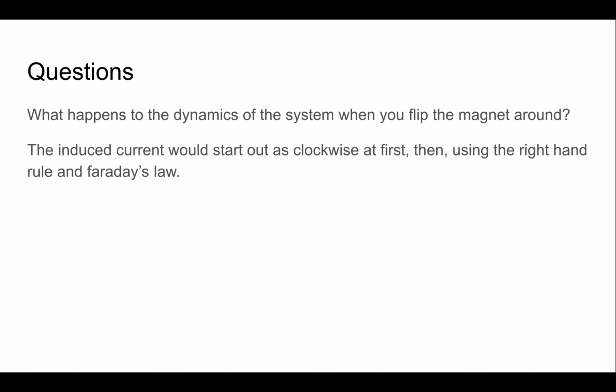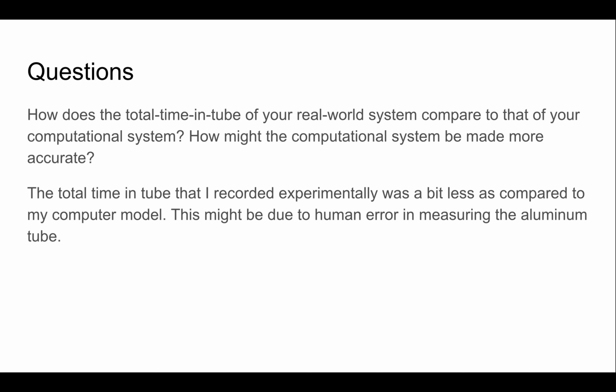So what happens to the dynamics of the system when you flip the magnet around? The induced current would start out as clockwise at first, then using the right-hand rule, Faraday's law. How does the total time in tube of your real-world system compare to that of the computational model? So the total time in tube that I recorded experimentally was a bit less as compared to my computer model, and I believe this is due to human error in me measuring the aluminum tube.